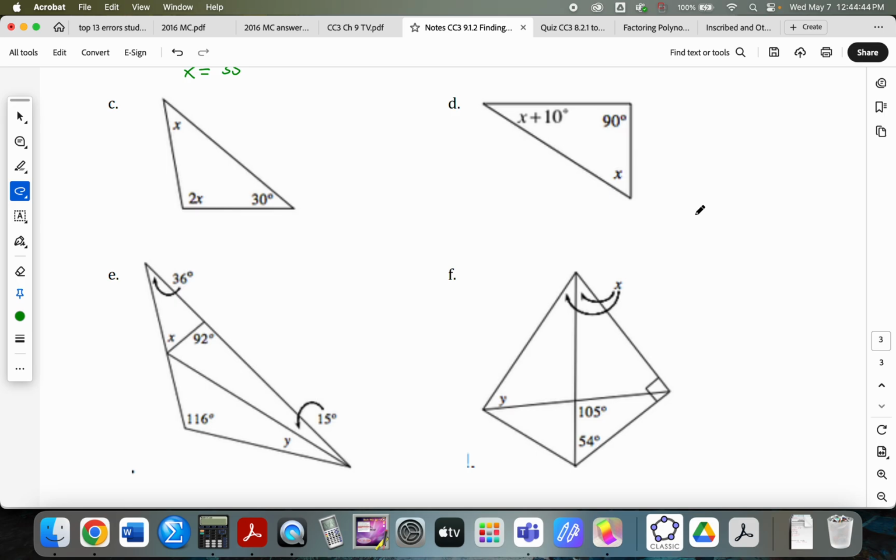C is 50 degrees for x. So then the 2x is 100 degrees, right? You got this. Alright, what about D?